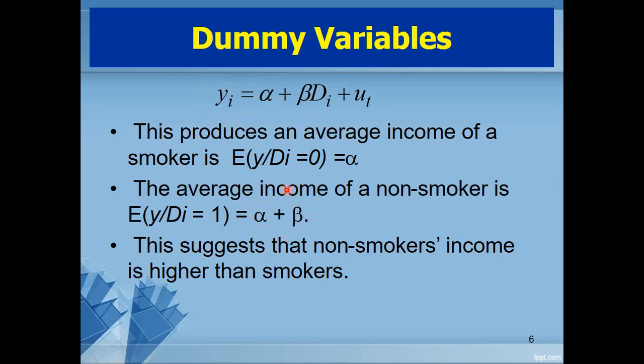Then it is very clear that the average income of a non-smoker is higher than the average income of a smoker. So this is what we should calculate, because the purpose of estimating this model is to check whether there is a significant change in average income across these non-smokers and smokers. Now it is clear that the average income of non-smoker is higher than the average income of smokers, right?